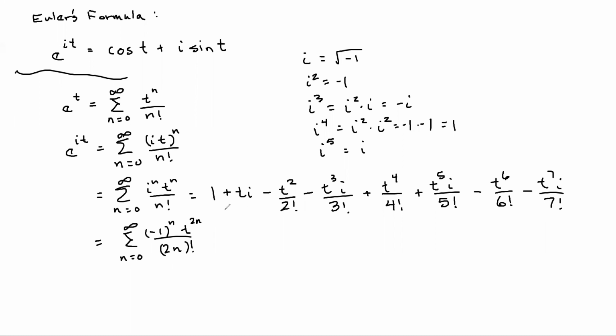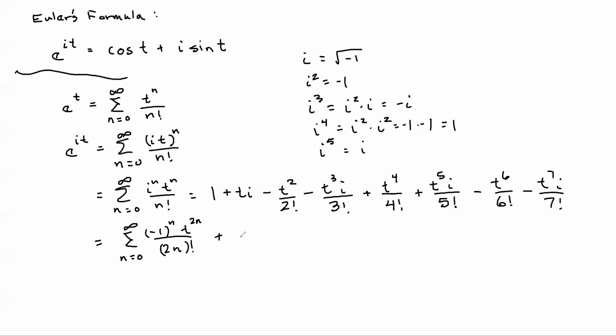And then the exponents: the first one has 0 for the exponent, then 2, then 4, then 6. That's why 2n. And then the denominators, you could think of the denominator here as 0 factorial. 0 factorial is 1. So you get 0 factorial, 2 factorial, 4 factorial, 6 factorial. And so you get the 2n factorial. And so you can see that this term, this term, this term, they all turn into this summation.